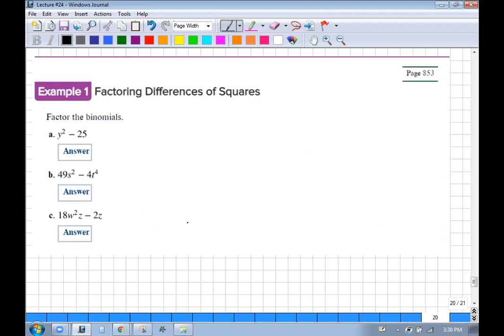14.5 is what this is. So this is y squared minus 5 squared. So this would be y plus 5 times y minus 5.